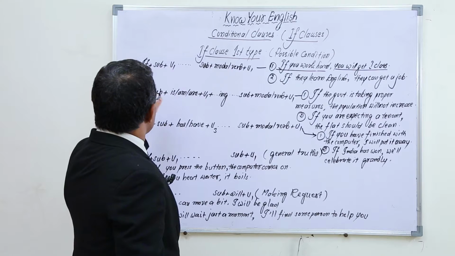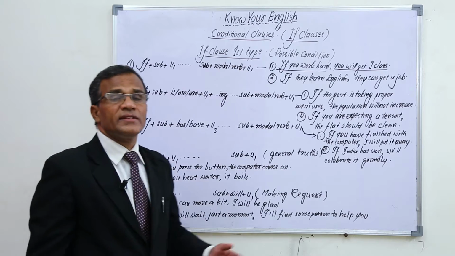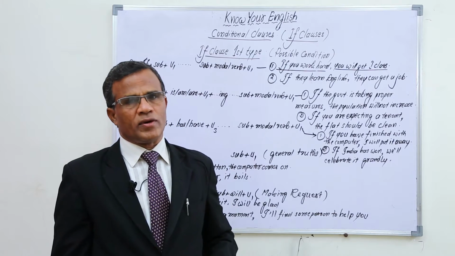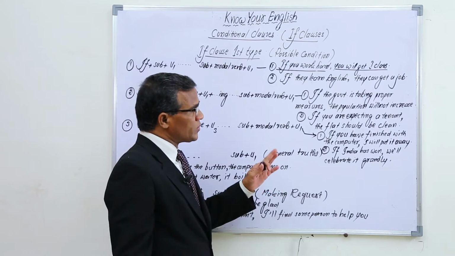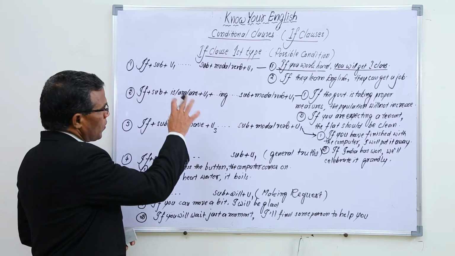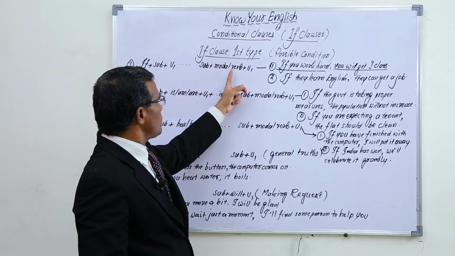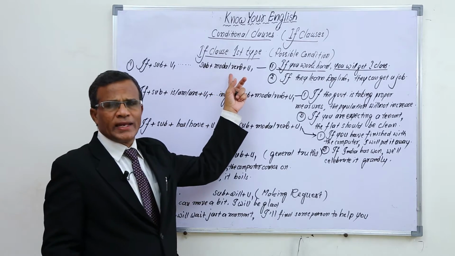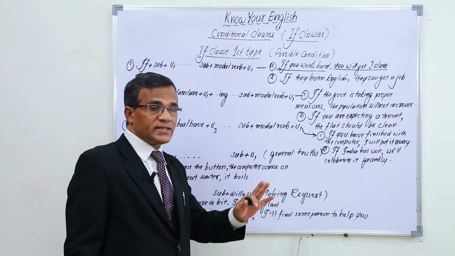Okay, then under possible condition, possible condition means there is a chance to happen. Possible condition means it is not impossible to happen. So it is possible to happen. When we are talking about possible things, we use this if clause first type, and the model here is: if subject plus V1, subject plus modal verb plus V1. Here modal verb means will, shall, can, may, might, should, ought, must. All these are modal verbs we have already referred to.